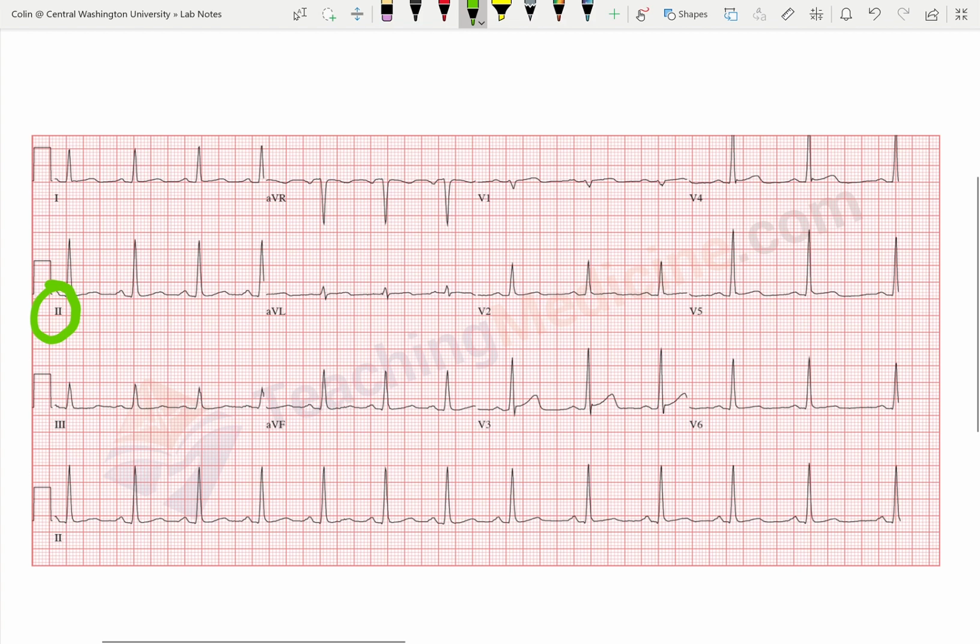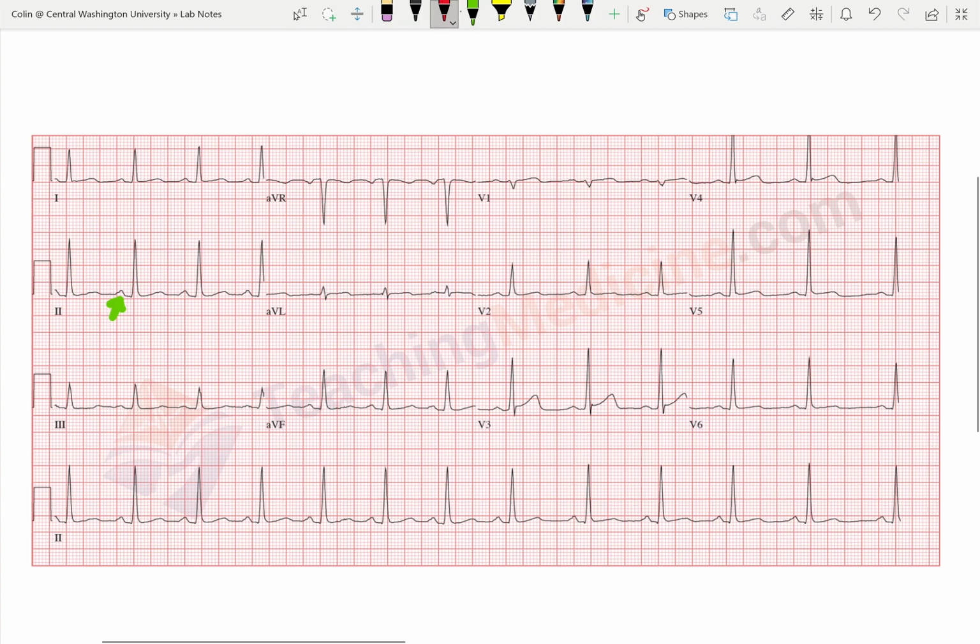So why do we have all these different leads, right? Why have these 12 different views? I mean, what are they really saying? Because if you just take a quick glance over all of this, it pretty much looks the same, right? If you look in lead 2, you can see a P wave right here.